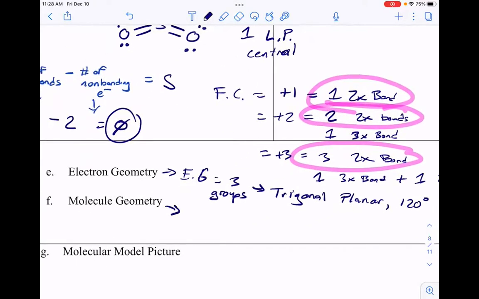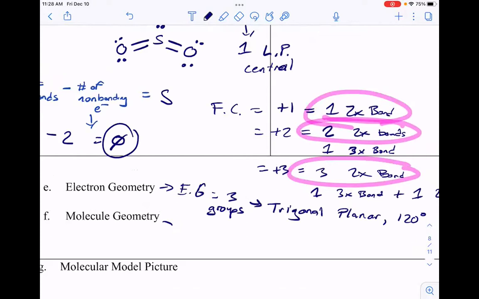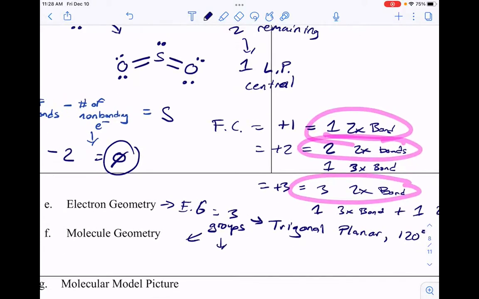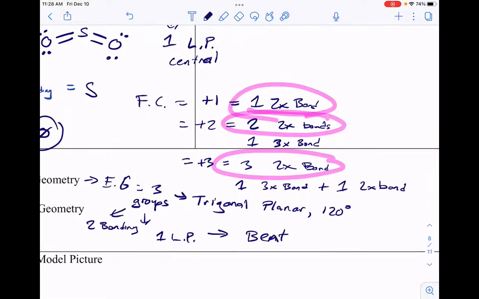And then of these 3 groups, how many are bonding? How many are lone pairs? 2 bonding and 1 lone pair? Yep. So bent? Yep. And so for bent, that would be just less than 120.